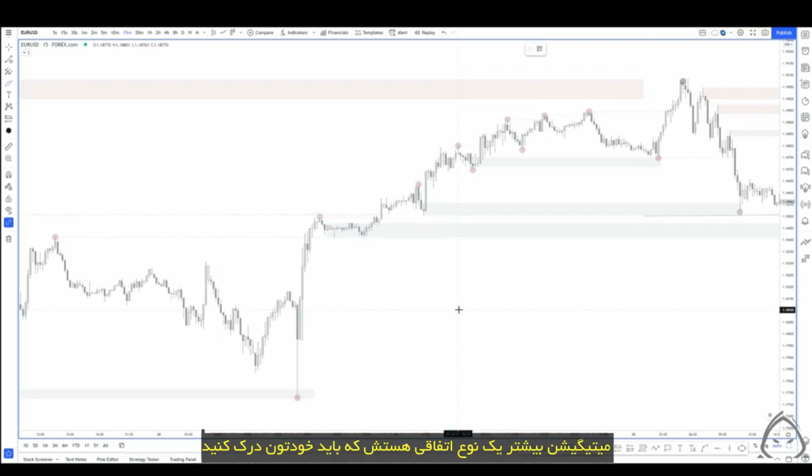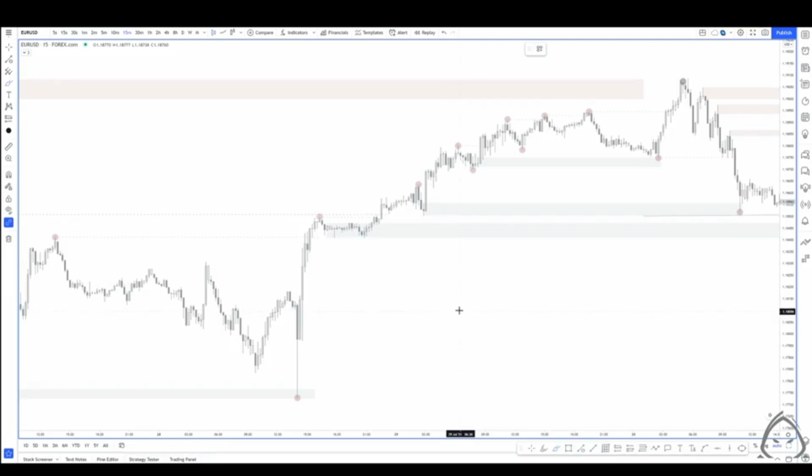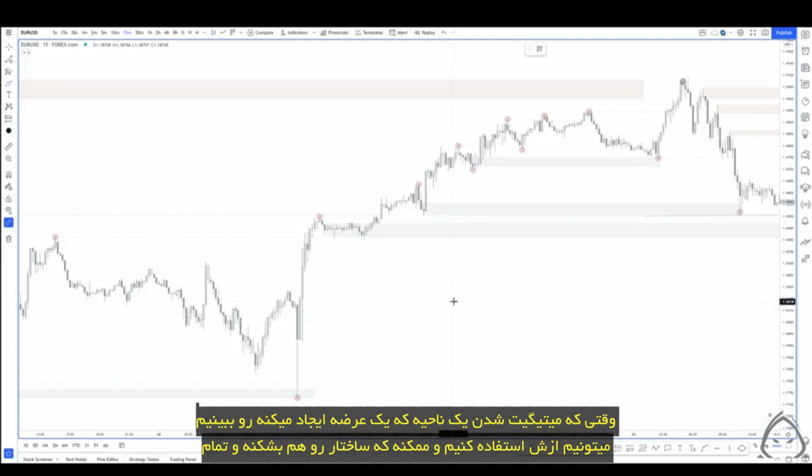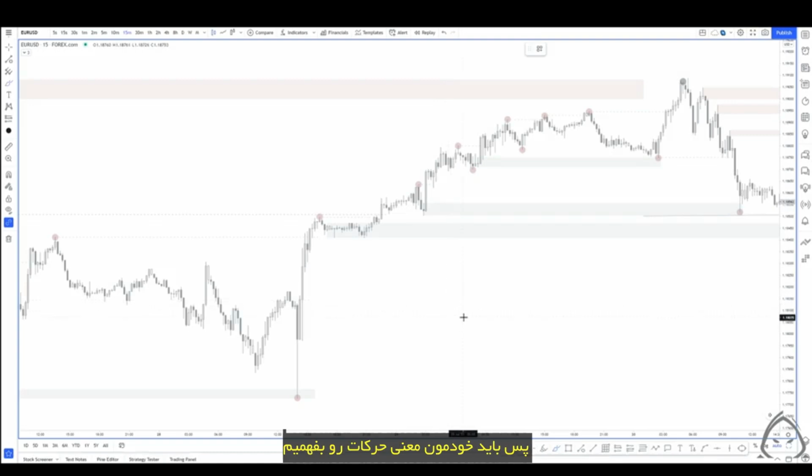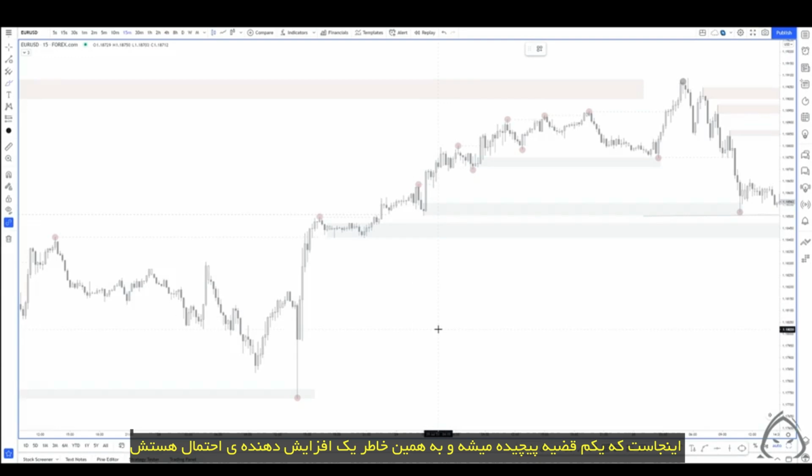The mitigation is more of a read between the lines sort of phenomena that we could use, where we may only see a mitigation of a zone that creates a supply zone, and it may break structure, but that might be it. It might not break structure either. So we need to read between the lines a little bit. This is where things get a little bit convoluted, which is why it's a probability increaser, but I personally wouldn't just look at mitigations in isolation for validating a point of interest.